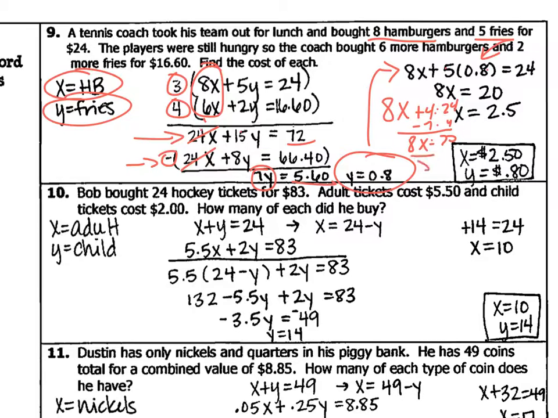And so when you divide by 8, that's where you get the 2.5 or 250. So what it would have been better is each hamburger costs $2.50, each fry is 80 cents.